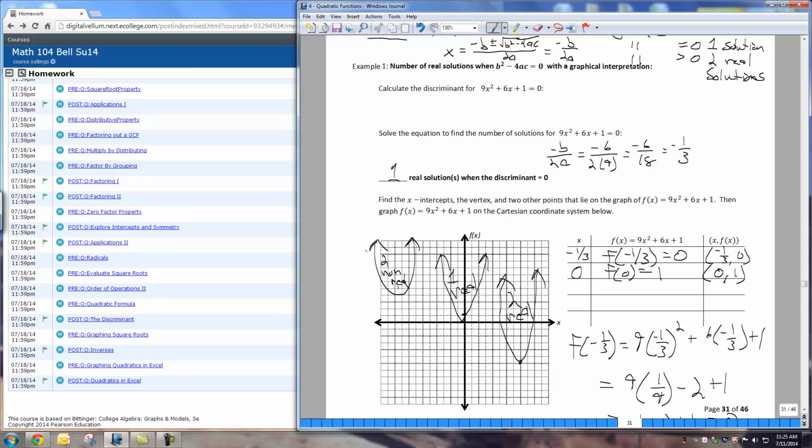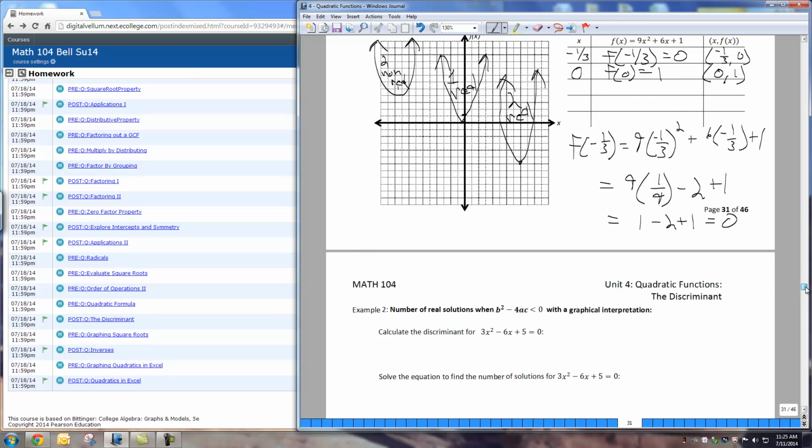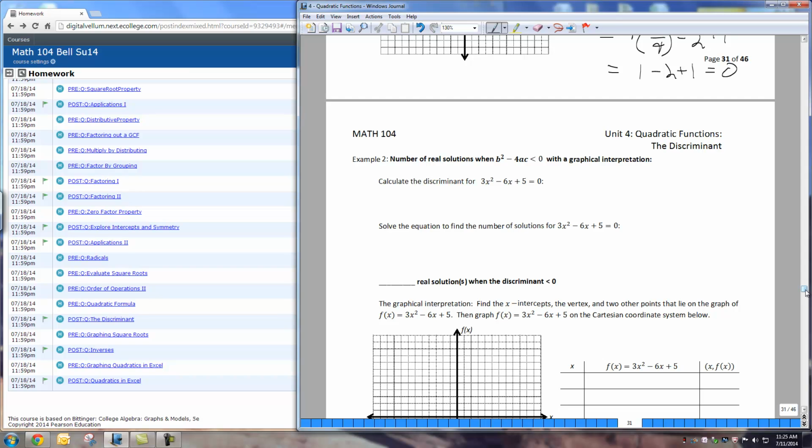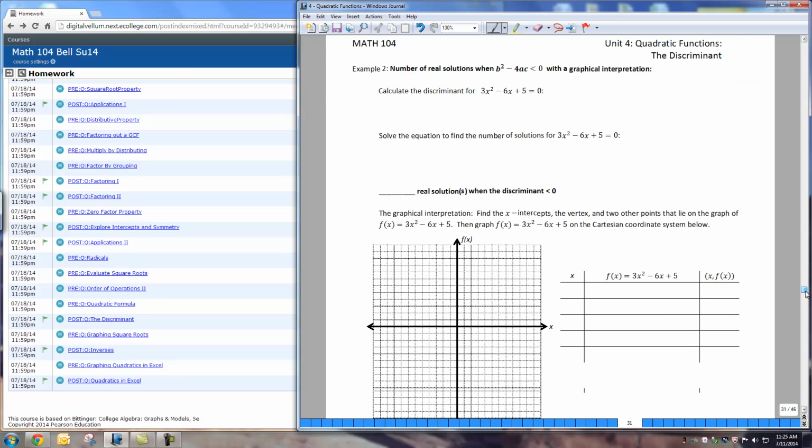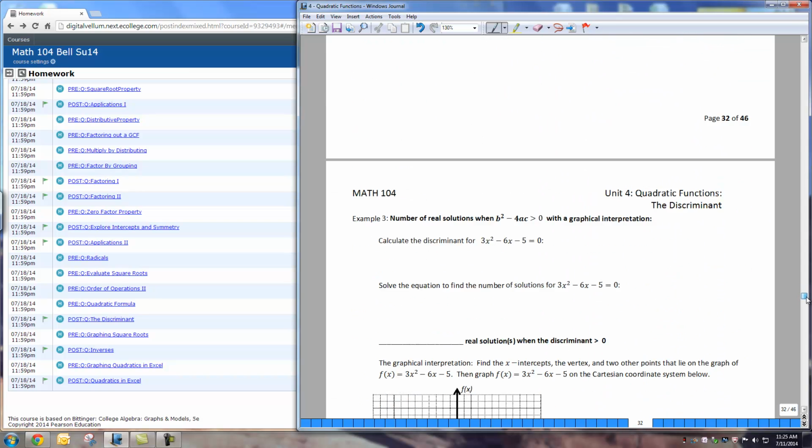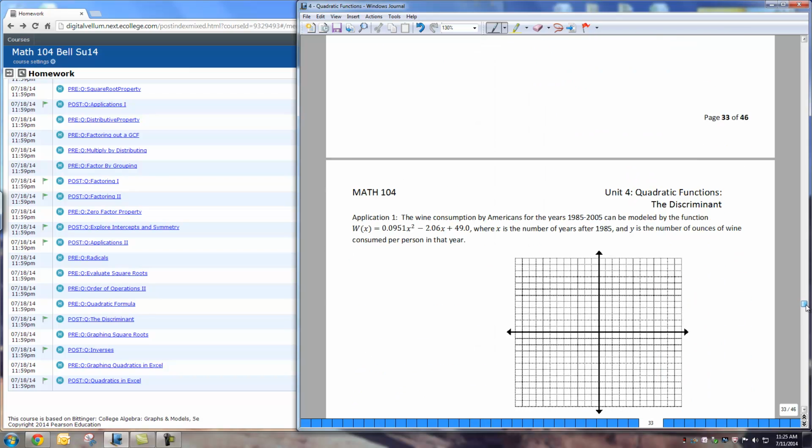So if I had the function for this graph, the discriminant would be less than 0. This has 2 non-real solutions, which means it has no x-intercepts. This function f of x is never 0 on this parabola. Here it's 0 once, here it's 0 exactly twice. And here's an example. If you graph this, it's less than 0, and then here's one where it's greater than 0.